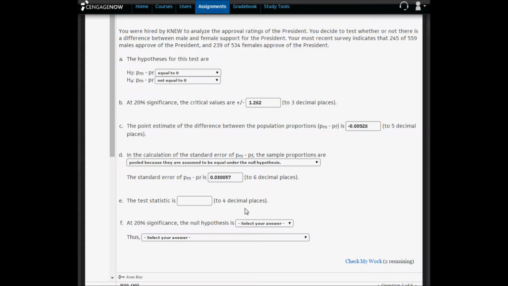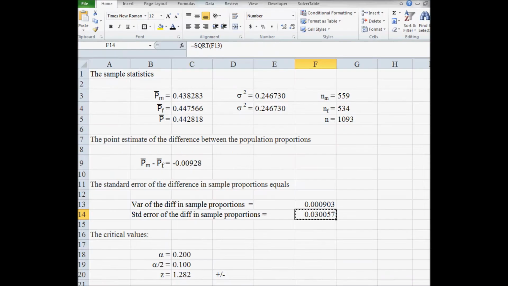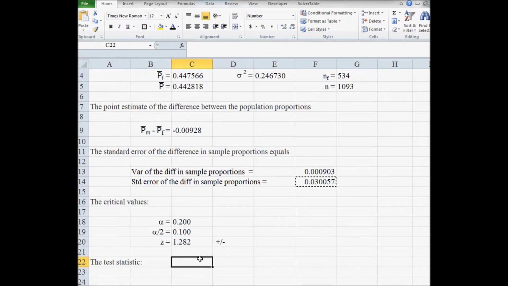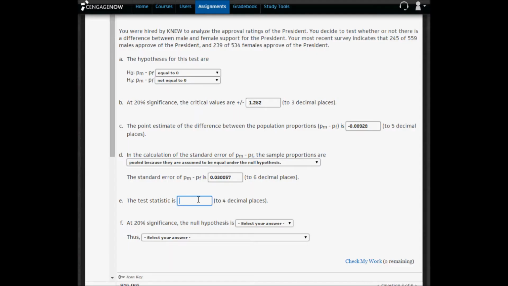Next, we need the test statistic to 4 decimal places. The test statistic is just the point estimate of the difference divided by the pool standard error. We're going to copy that into Cengage Now.